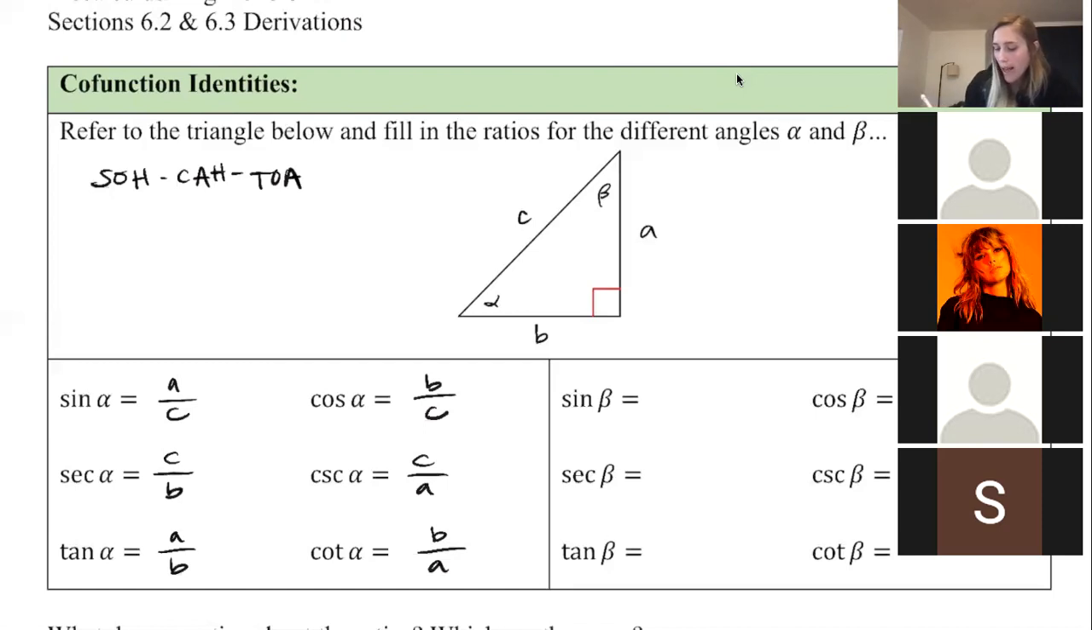And then for the angle beta, sine, opposite over hypotenuse, would be B over C. Cosine of beta, adjacent over hypotenuse, would be A over C. Secant of beta would be the reciprocal of cosine, so C over A. Cosecant of beta would be the reciprocal of sine, so C over B. Tangent of beta would be opposite over adjacent, so B over A. And cotangent of beta would be the reciprocal, A over B.